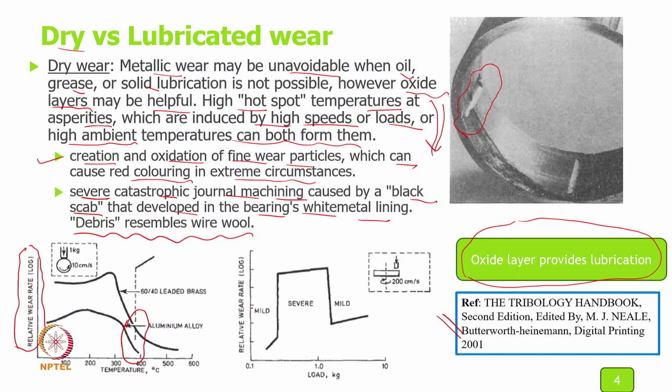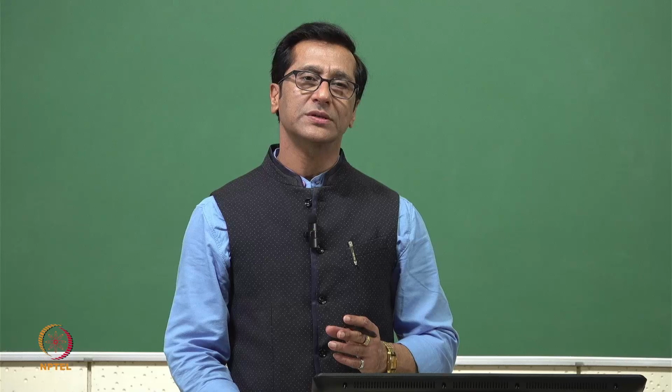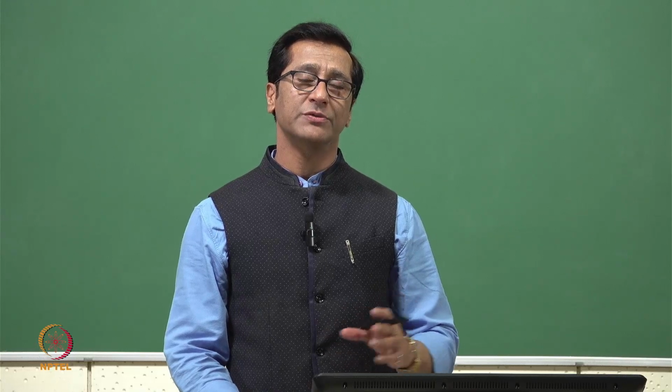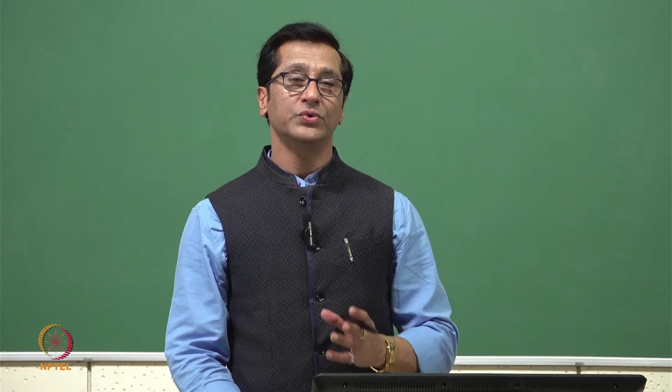They say that initially, at low load, there is a mild wear. At high load, the rupture of the oxide layer happens. But beyond that load, because the operating temperature is going to increase, oxide layer formation occurs again. So there is a mild wear, then in between a severe wear, then mild wear again. These are the typical examples, and that's why tribology has become very difficult to understand.